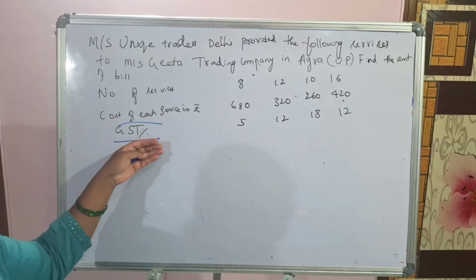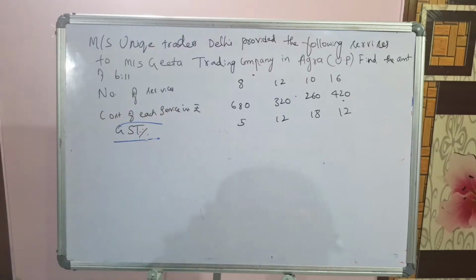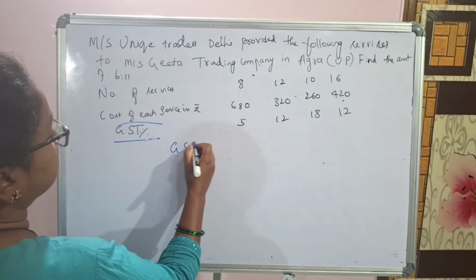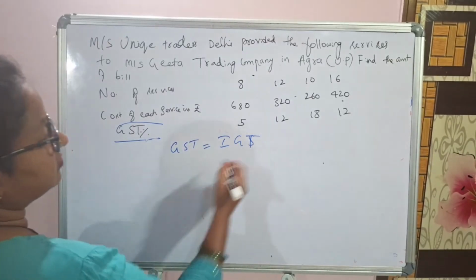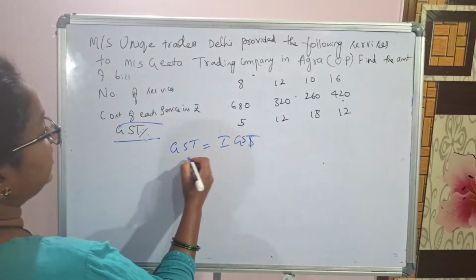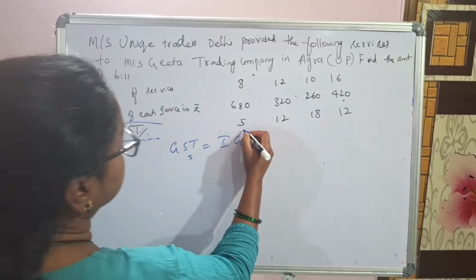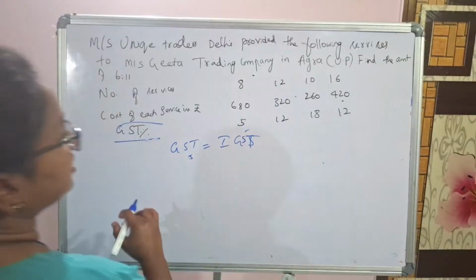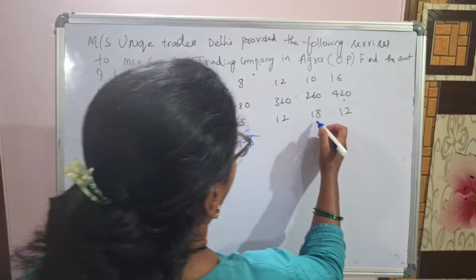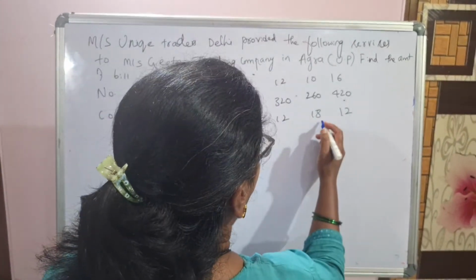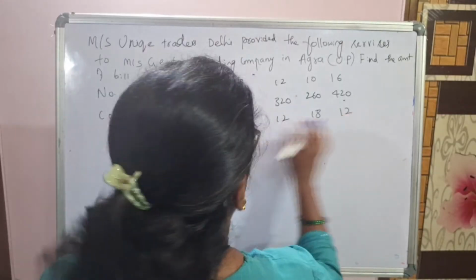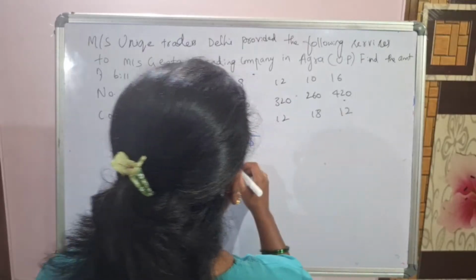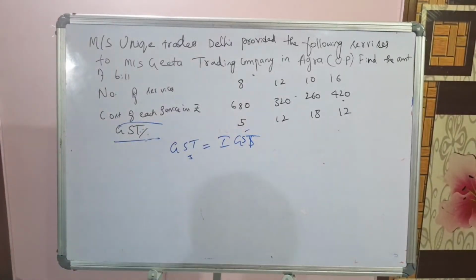See, here they have given the GST percent. Here in this question, GST is equal to IGST. That means if GST is 5%, IGST is also 5. If GST is 12, IGST is also 12. GST is 18 means the IGST percent is also 18. And GST is 12 means IGST is also 12.